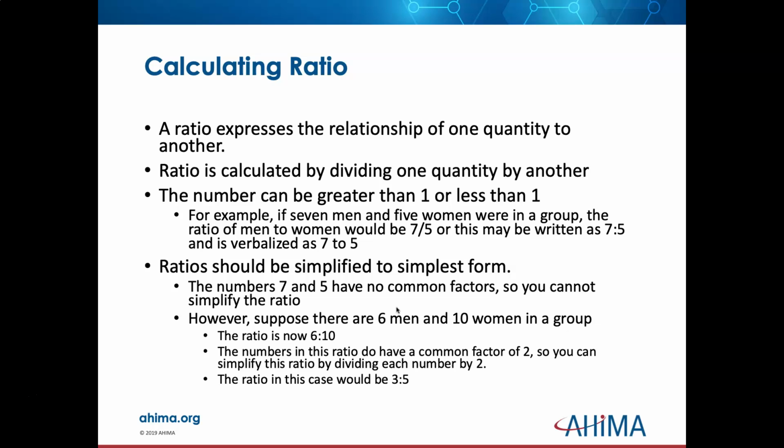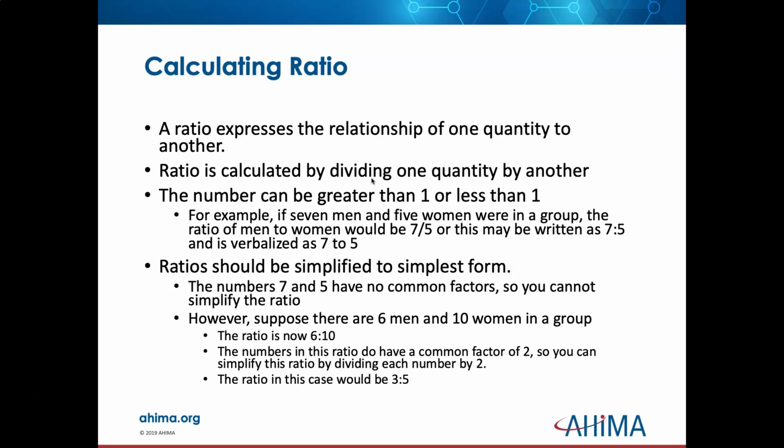Calculating ratios. A ratio expresses the relationship of one quantity to another. The ratio is calculated by dividing one quantity by another. The number can be greater than 1 or less than 1. So for instance, if we have 7 men and 5 women in a group, the ratio of men to women would be 7 to 5. And typically it's written as 7:5. And it's pronounced 7 to 5.